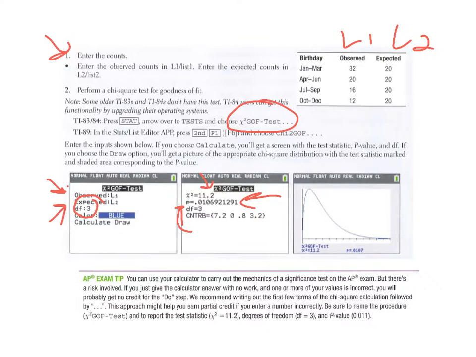Again, like always, you run a risk when you only use your calculator on the AP exam. You need to make sure that you're giving all those values there. And you're going to want to name the procedure on your calculator. You need to make sure you name the degrees of freedom, the p-value, and the statistic. And that's it for section 1 of chapter 11, our next to last chapter.